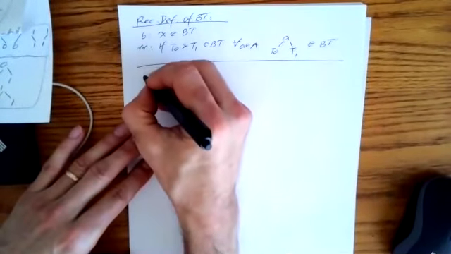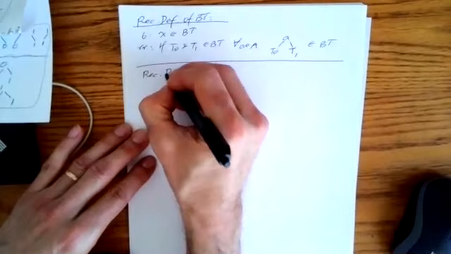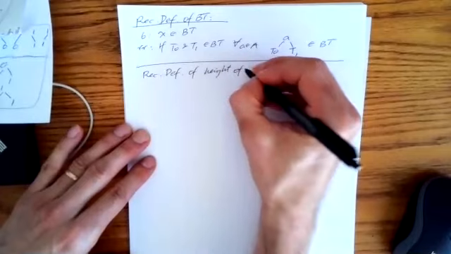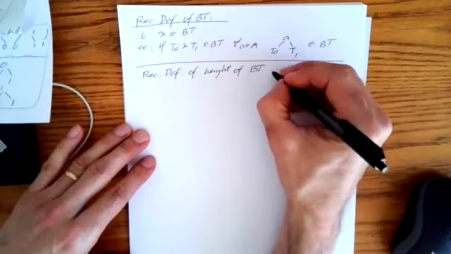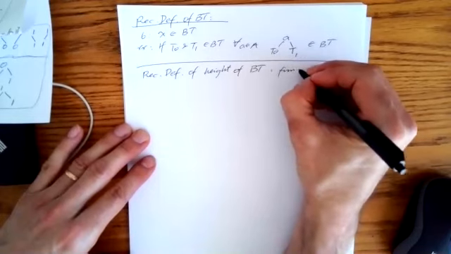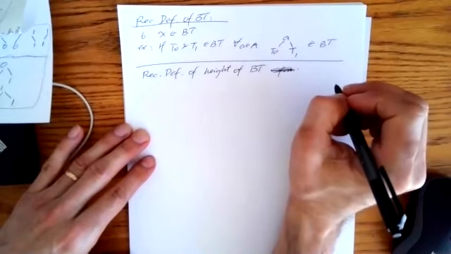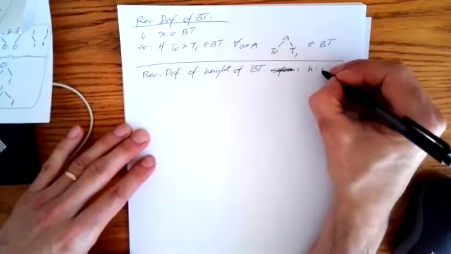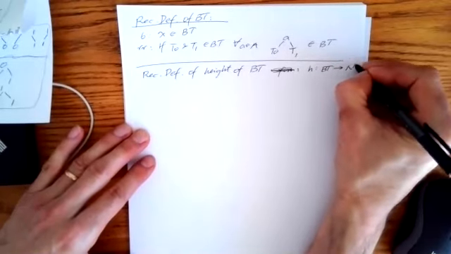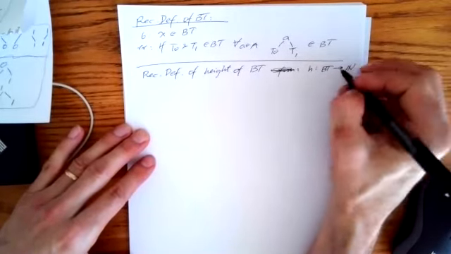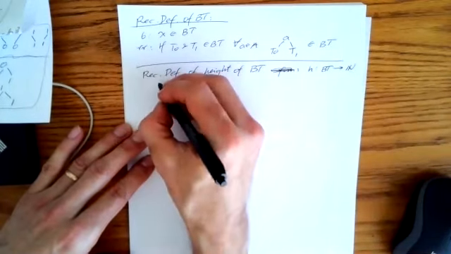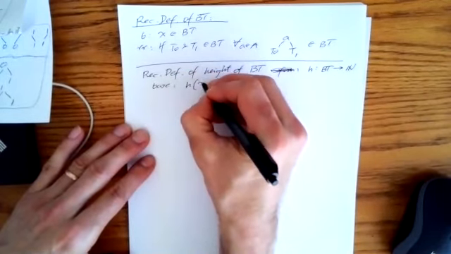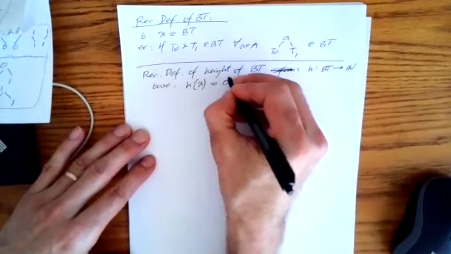Let's define a recursive definition of the height function, of the height of a binary tree. It's going to be a function that takes any binary tree and outputs an integer that is the height of this tree. I'm going to define it like this. The base case will be that the height of an empty tree, I declare it to be 0.